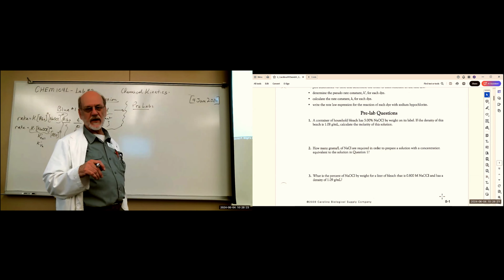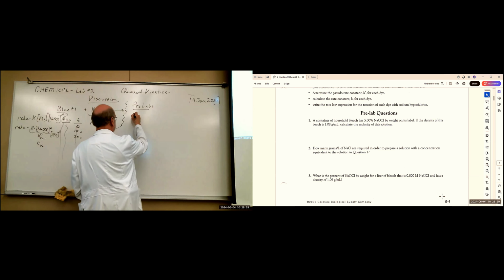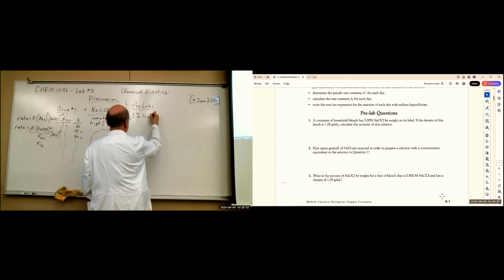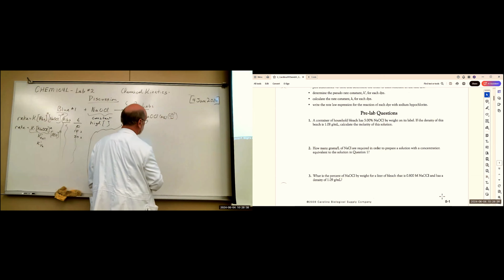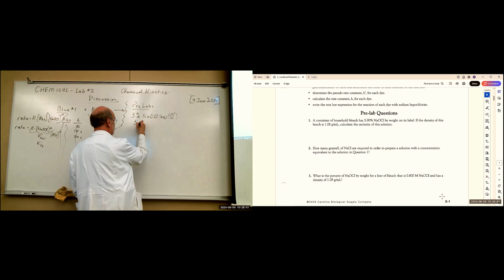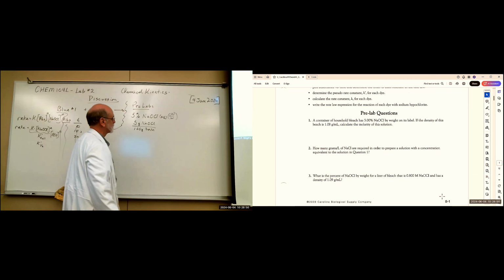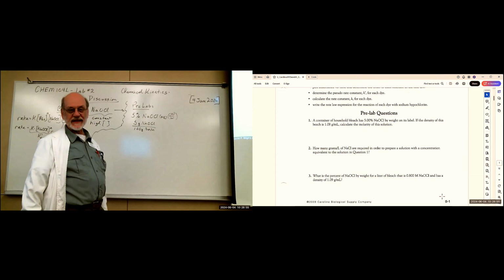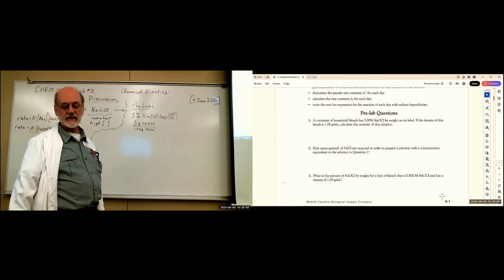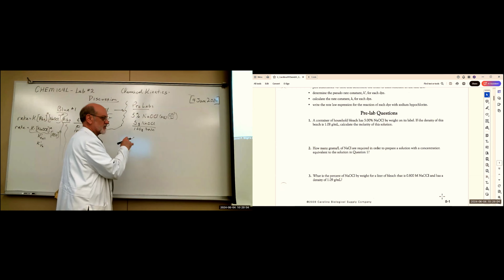So a container of household bleach has 5% sodium hypochlorite by weight. What does that mean? 5% sodium hypochlorite, this is aqueous, weight. That means there are 5 grams of sodium hypochlorite for every 100 grams of solution. That's what that means by weight. If the density is 1.08 grams per mL, calculate the molarity. Right? So this is a dimensional analysis problem, actually.